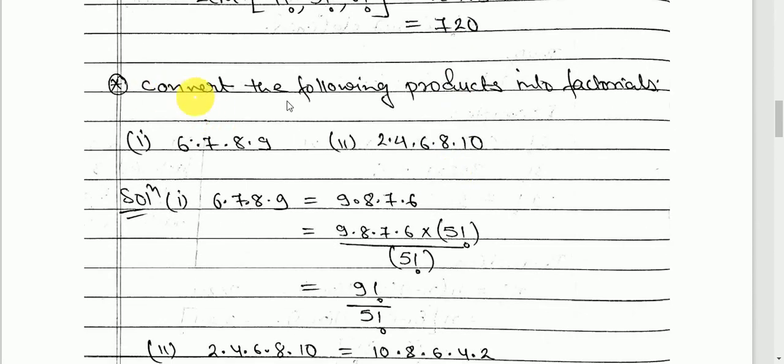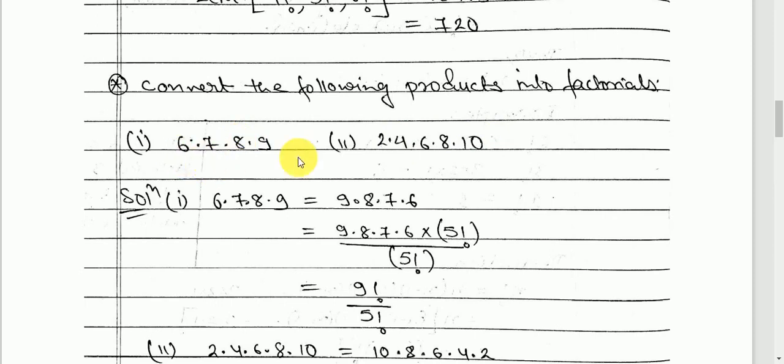Okay, this question is: convert the following products into factorials. So we have got 6 into 7 into 8 into 9, and 2 into 4 into 6 into 8 into 10. We have to write these in factorials.